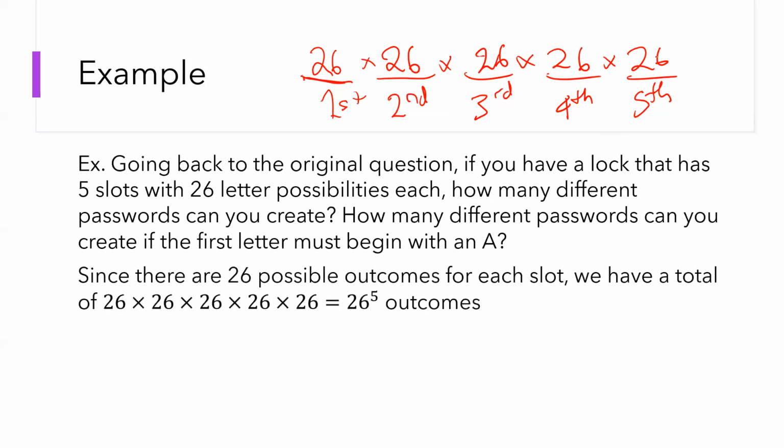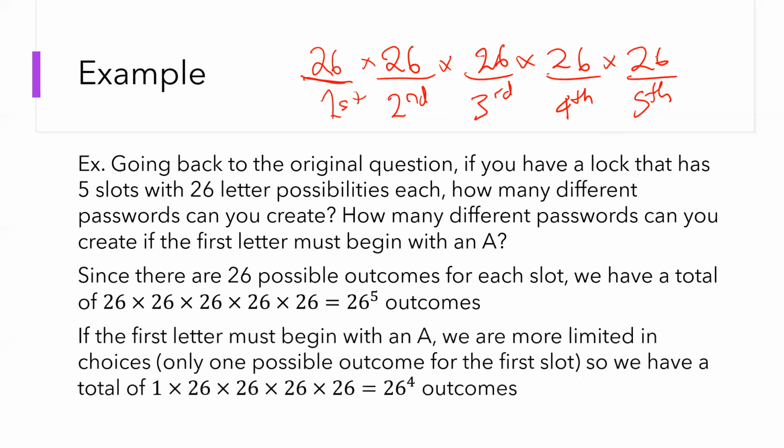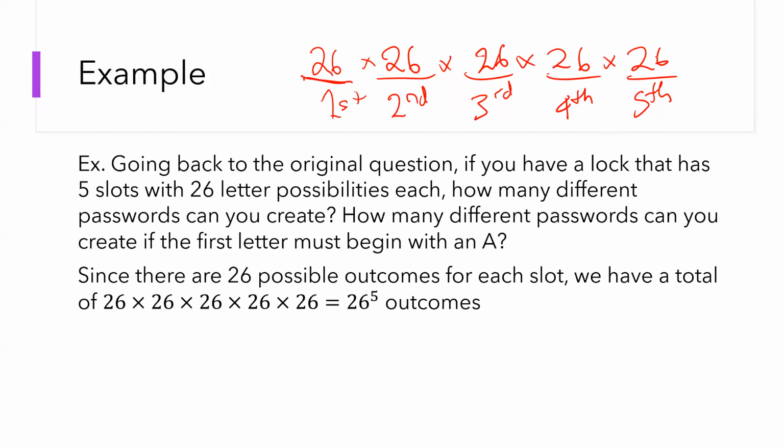Or if you actually want to calculate what that number is, feel free to grab a calculator and figure out what that is. So 26 to the power of 5, and I'm quickly grabbing my calculator here. I don't have it with me. 26 to the power of 5 would be 11,881,376. So a lot of different outcomes, okay?